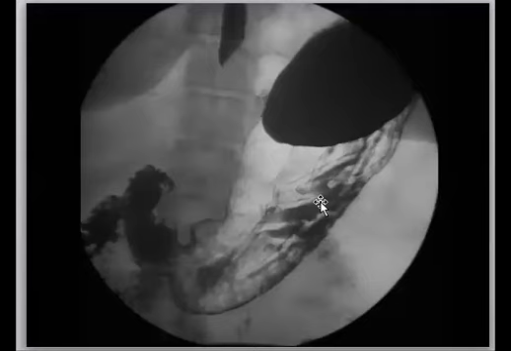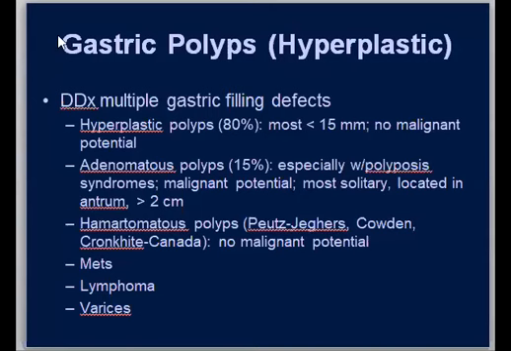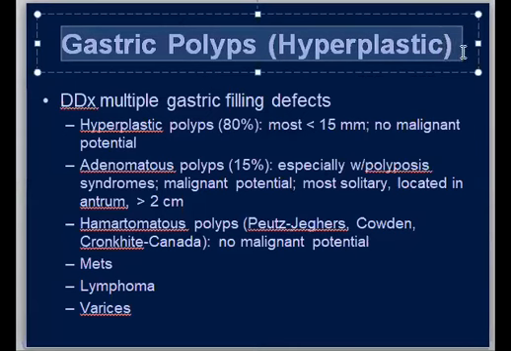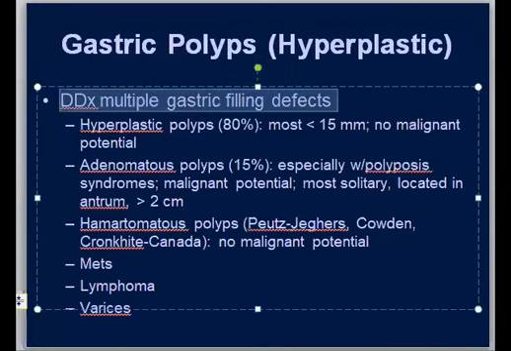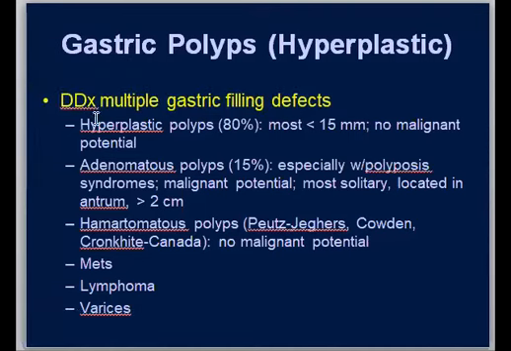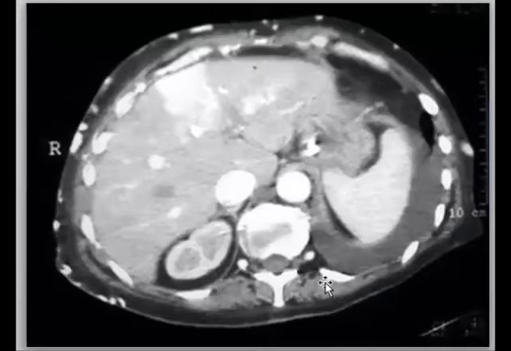Maybe it is polyps, maybe hamartomas, lymphomas, mets, varices, adenoma. So, as we mentioned before, gastric polyps are a differential of multiple gastric filling defects. They could be hyperplastic, adenomatous or hamartomatous. And remember the familial polyposis diseases and so on. Okay, let's go to this one, which is an antimony case.